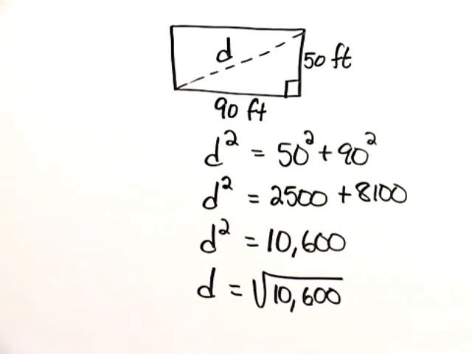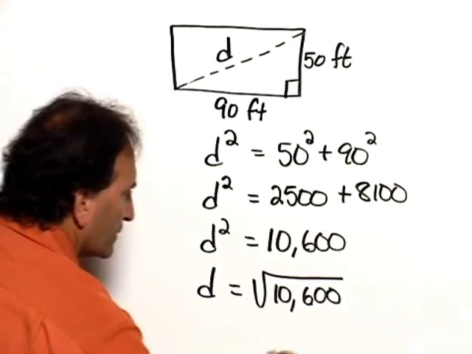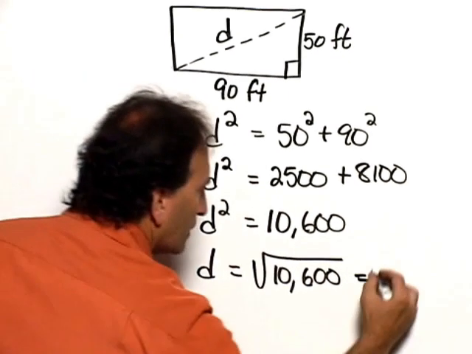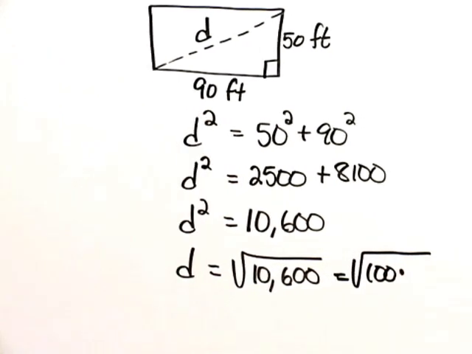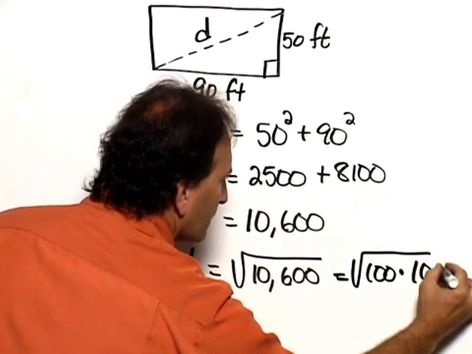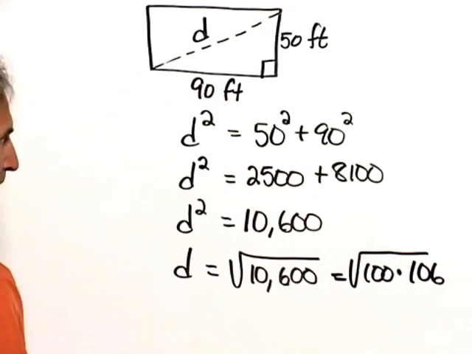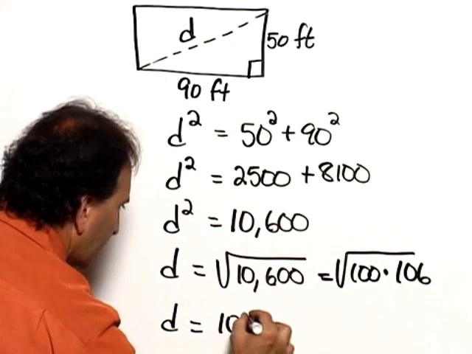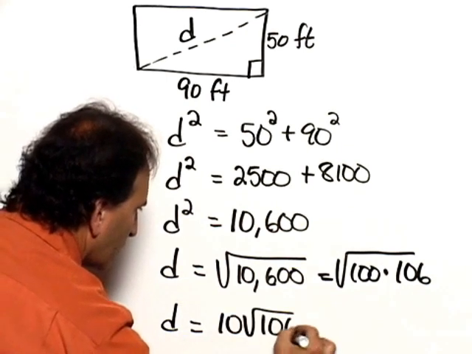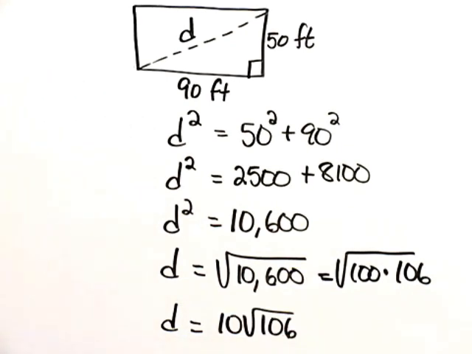Now, we're to give our answers exactly as well as approximations, and therefore what I'm going to do is simplify this particular square root. We can say that this is going to be equal to the square root of 100, which is a perfect square, times 106. And so D is equal to 10 times the square root of 106.